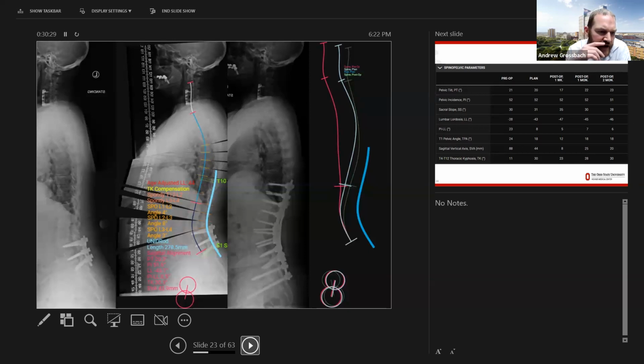And in a case like this, it's probably not super helpful. Most of our correction is going to come from our osteotomy cuts and just laying on a Jackson table. But I'll talk about a case in a little bit where I do think these patient-specific rods can help a lot.